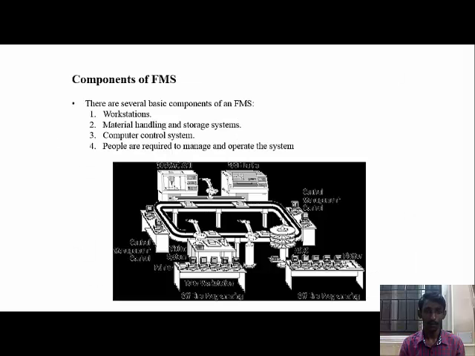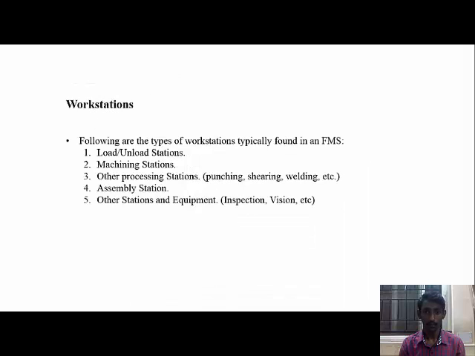Components of FMS. There are several basic components of a flexible manufacturing system: workstations, material handling and storage system, computer control, and human resource. Workstation. The types of workstations found in FMS are loading and unloading stations, machining stations, other processing stations, assembly station, other stations and equipment.